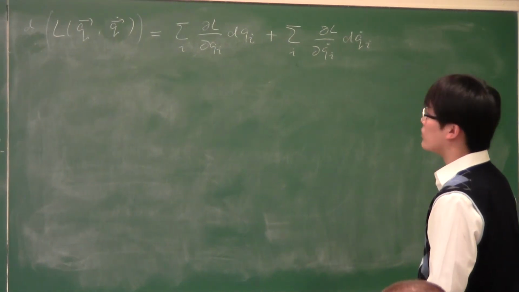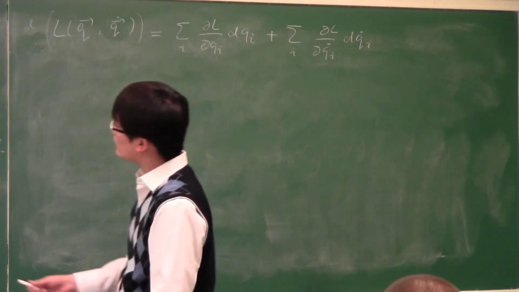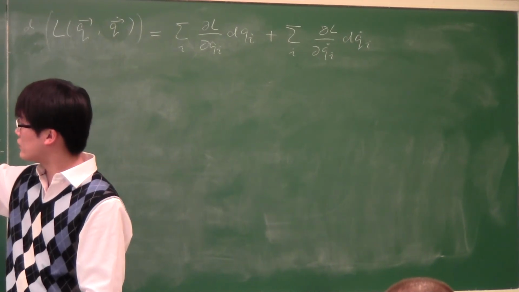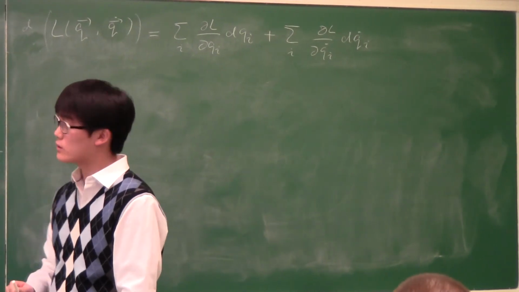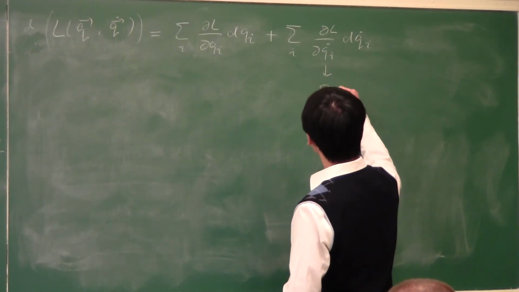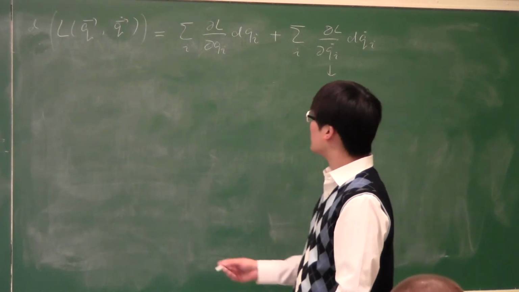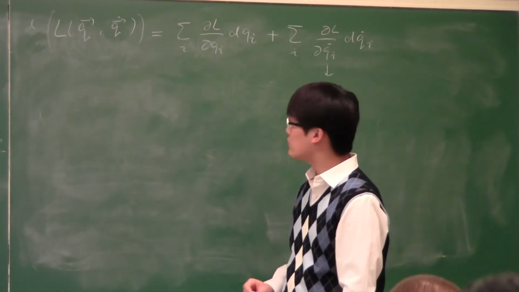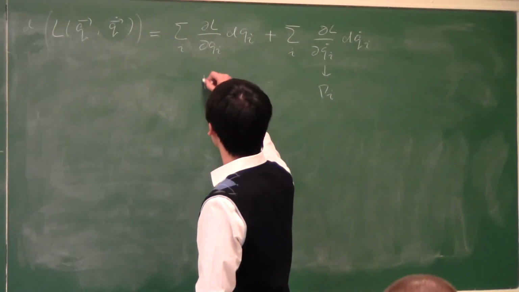And so now, what we're going to do is, over here we have made this definition that the partial derivative of the Lagrangian with respect to the ith velocity is going to give you the ith momentum. So let's replace this with the ith momentum over here. And let's use the Euler-Lagrange equation here. Replace this with the time derivative of the ith momentum. Okay.